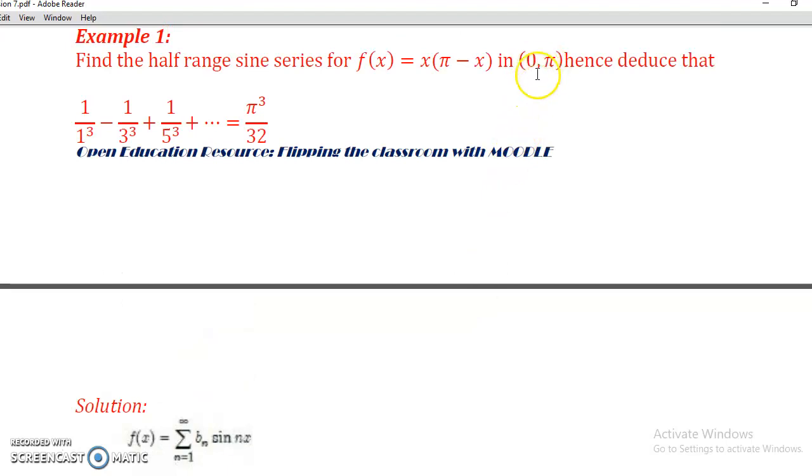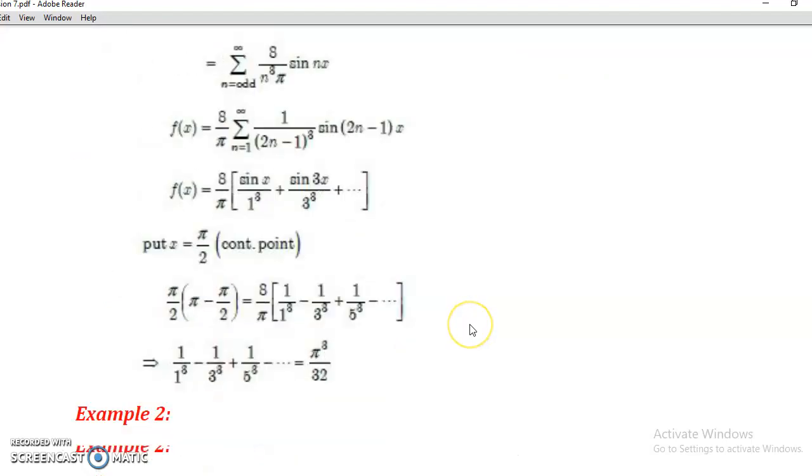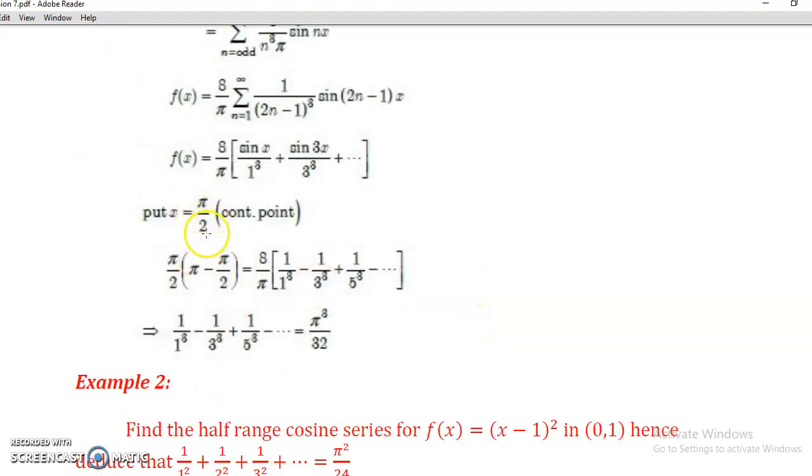So the only option is the midpoint of this range, which is pi by 2. And sine pi by 2 value is 1, you know about it. So you can take x equal to pi by 2 here as a continuous point. After applying x equal to pi by 2 on both sides of the equation, you can reduce this series.